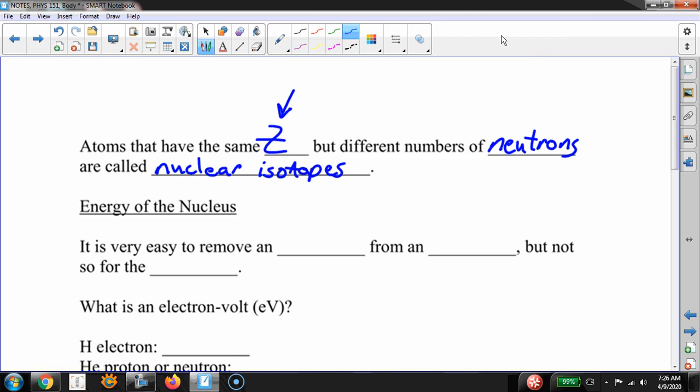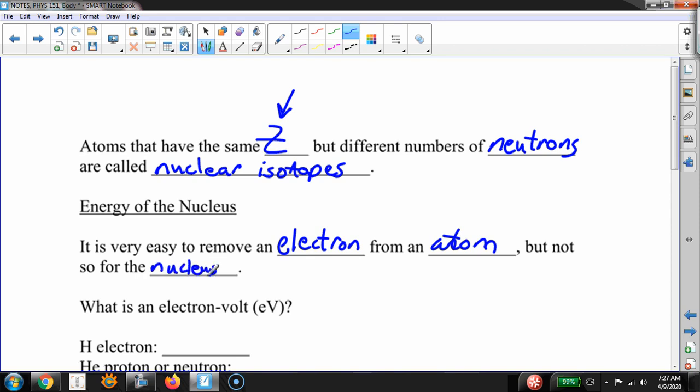The energy of the nucleus. It is very easy to remove an electron from an atom, but not so for the nucleus.